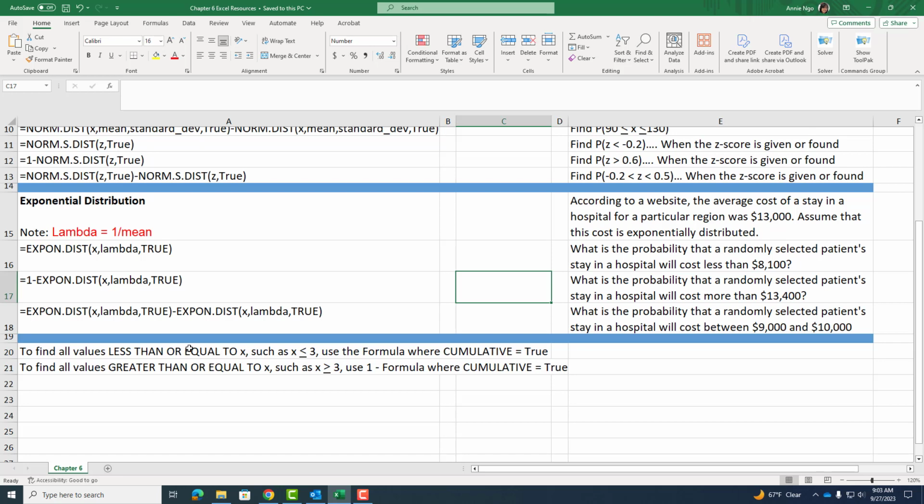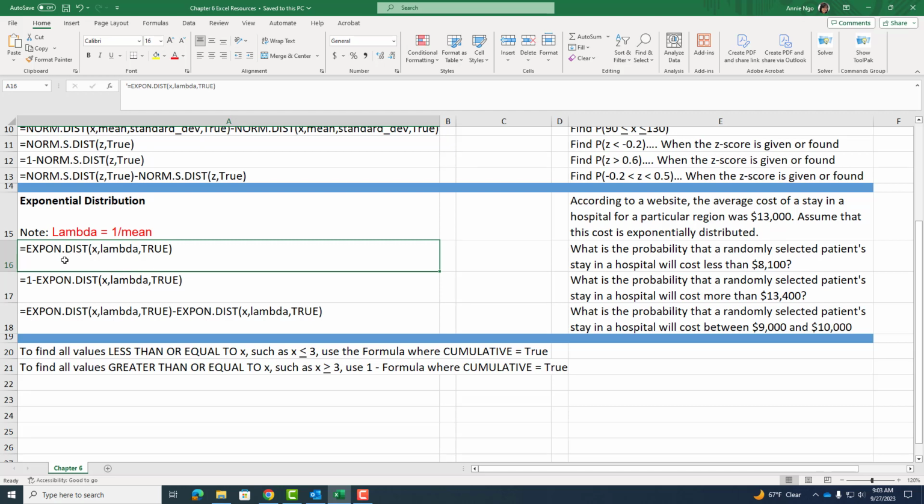Now, anytime you're doing a less than scenario, we're going to use this first formula here, equals exponential.dist, and then we'll plug in our x, our lambda, and true. Because it is cumulative, we're adding up all the probabilities under the curve, and so that's why it's always going to be true. Notice I don't even have false listed anywhere on this screen or on this worksheet.